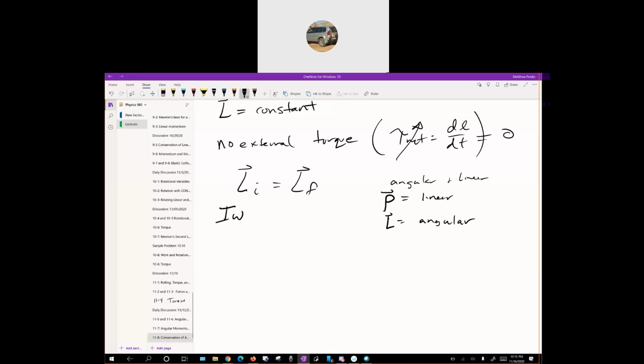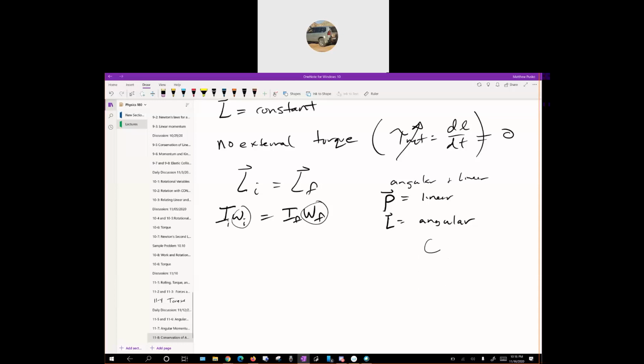We can also write this as I omega initial is equal to I omega final. So that's the moment of inertia times the angular velocity. And the reason this is a good definition is because I said omega can change, right? I'll give you a simple example.